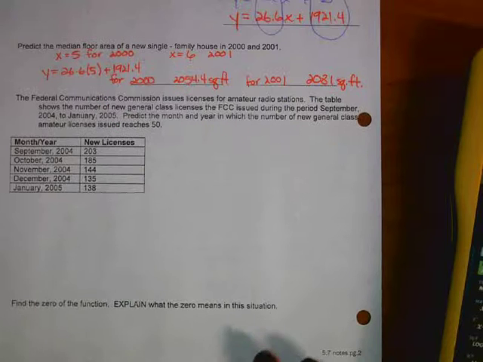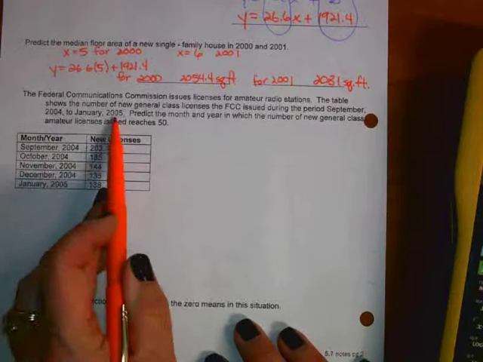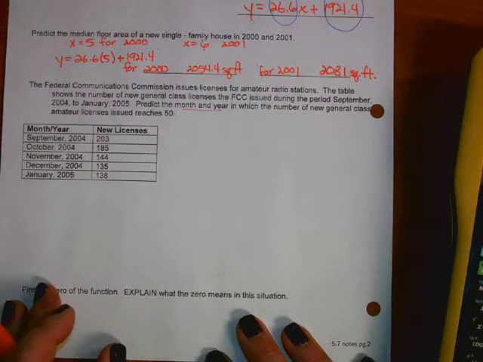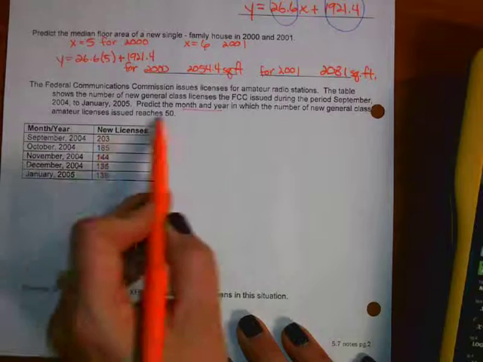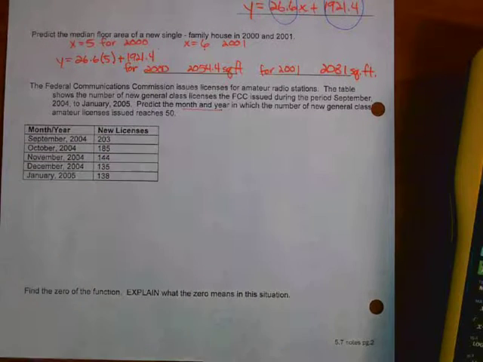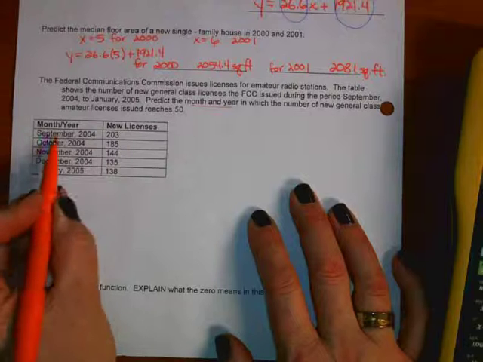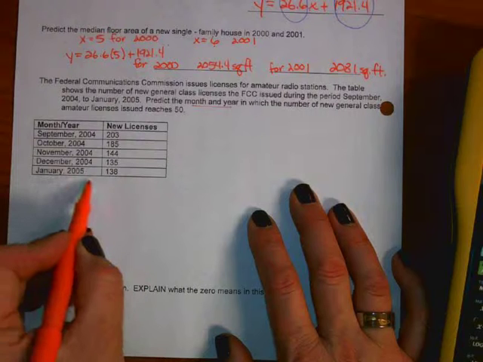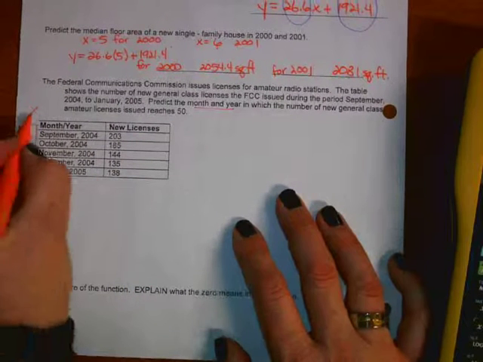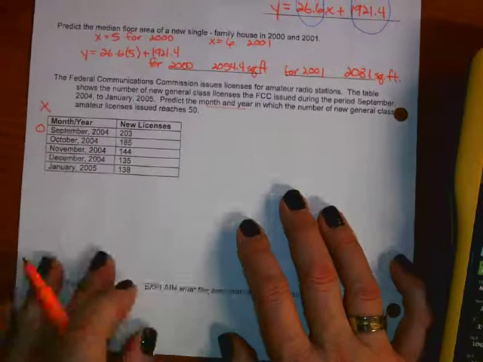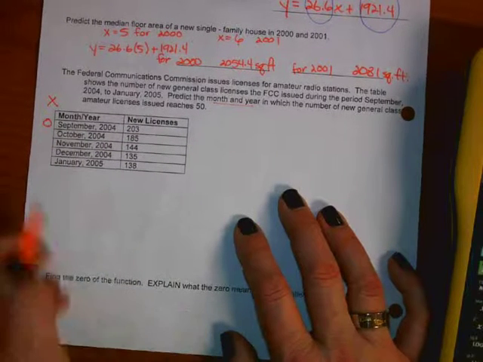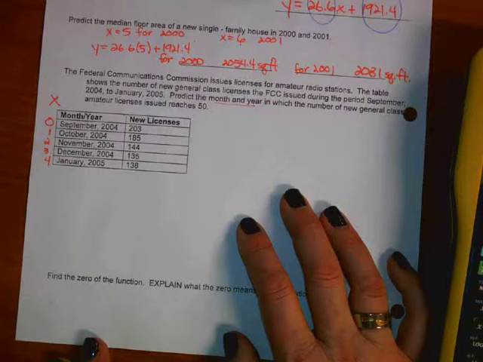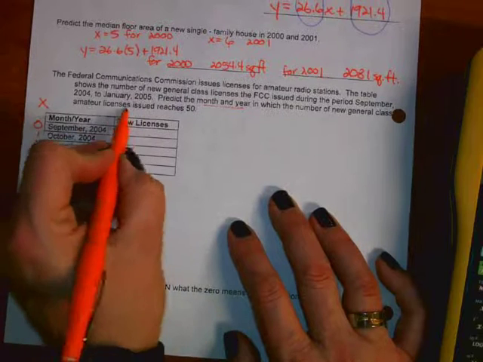Before I do that, the FCC issued during the period of September 2004 to January 2005. Predict the month and year in which the number of new general class amateur licenses issued reaches 50. Well, let's take a look and determine our input and output. Look at this. It goes from month to month, doesn't it? September to October to November to December to January. So we're going to have our input be month 0, month 1, month 2, month 3, and month 4. And then our output is the licenses.